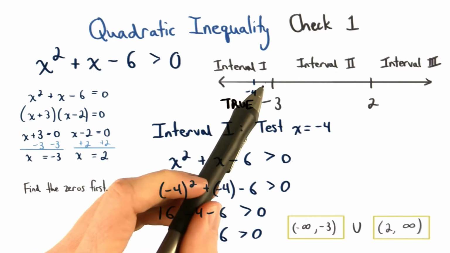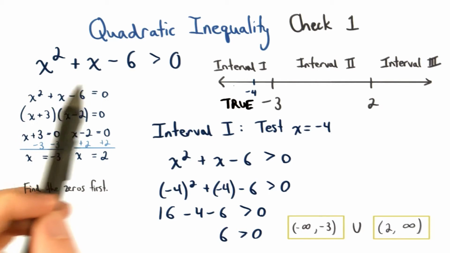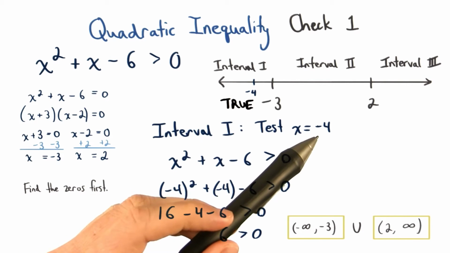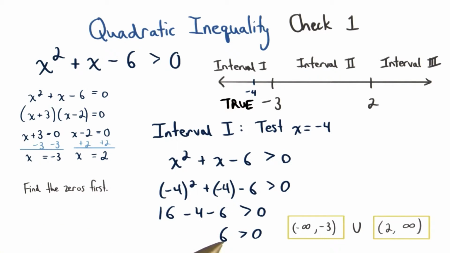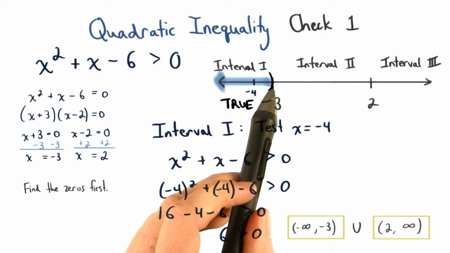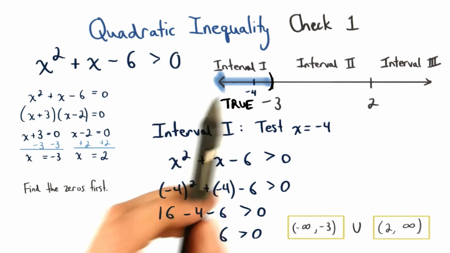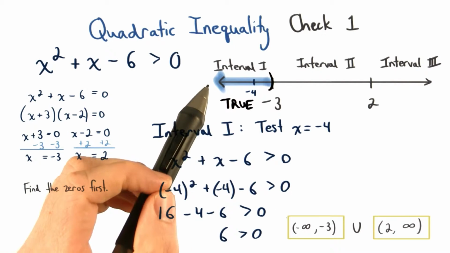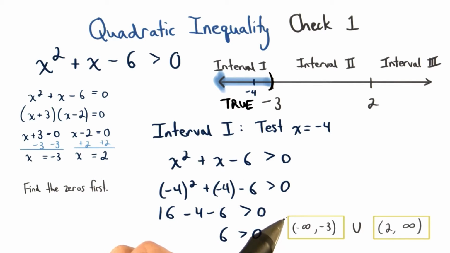We test a value in the first interval to see if it makes the inequality true. I'm going to choose the value x equals negative 4. Plugging in negative 4 for x, we'll get 6 is greater than 0, which we know is a true statement. This means any value less than negative 3 will make this inequality true. And notice we've already got our first interval, negative infinity to negative 3, here.